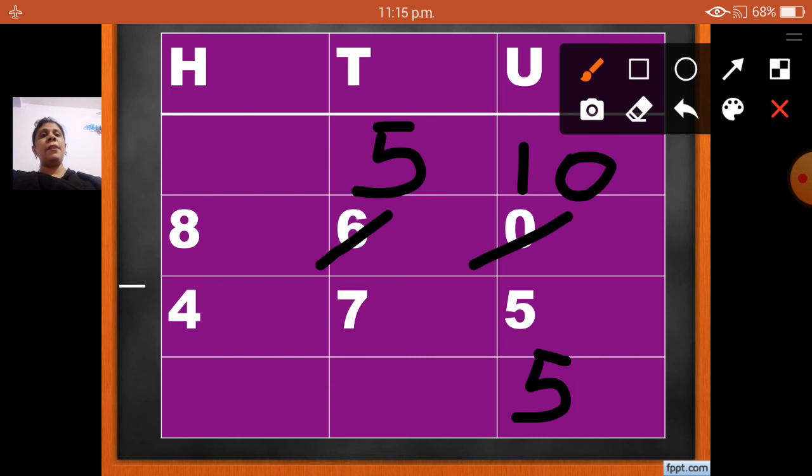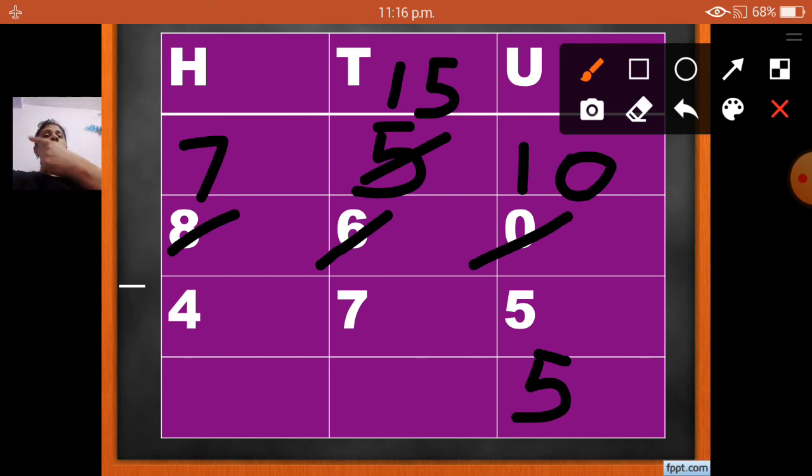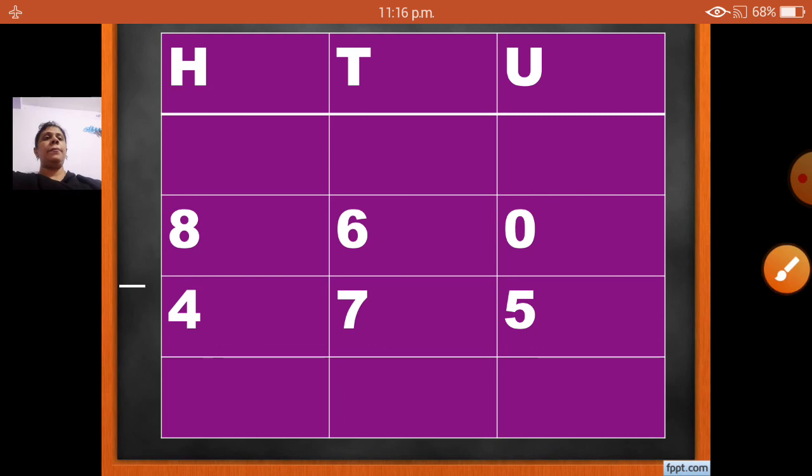5 minus 7 will be, we will cut this 5 and we will make it as 15, because 5 is a smaller number, it cannot be subtracted from 7. So how I made this 15? I borrowed 1 from 8. So 8 will become 7. 15 minus 7 is, after 7, 8, 9, 10, 11, 12, 13, 14, 15. So 8. 15 minus 7 will be 8. Now 7 minus 4 will be, after 4, 5, 6, 7, that is 3. So 7 minus 4 will be 3.